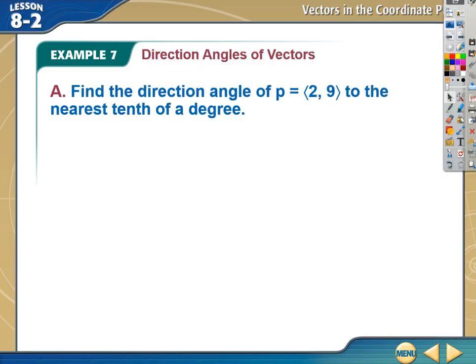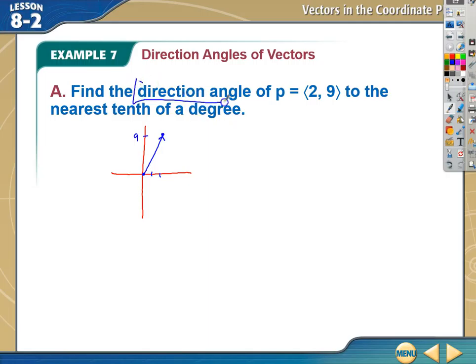Another thing that we can find, if you're given the component form, is the angle. Let's first deal with this first one. It says find the direction angle of 2 comma 9 to the nearest tenth of a degree. I'm going to draw this out. My vector is 2 comma 9, so I start at the origin, 2 over, 9 up. There's my terminal point, my vector in component form, 2 comma 9. And it wants to find the direction angle.